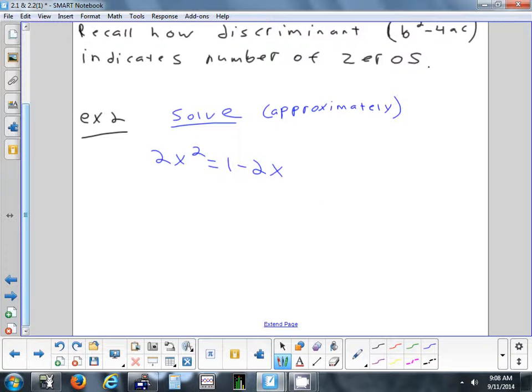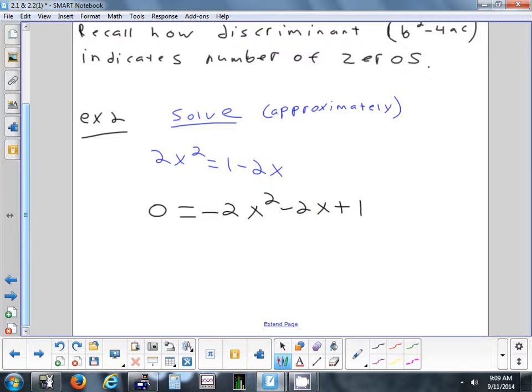If I'm trying to find the roots or find the zeros, what does this equation have to equal? 0. It has to equal 0. So what I want to do is set it up so that it's 0 equals. How could I do that? Subtract 2x squared from both sides, plus 1. Or you know what, let's write it in descending order: negative 2x squared minus 2x plus 1.